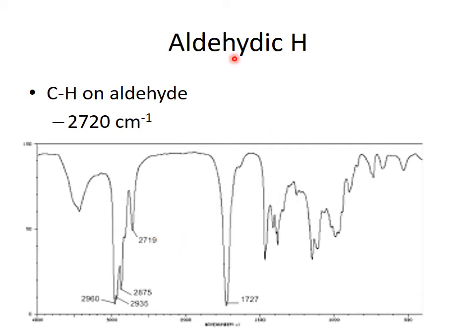Aldehydes have a special little peak because they have a hydrogen on the carbonyl. There's a special little peak for that carbon-hydrogen bond. Here is a carbonyl. Notice it's at 1727 centimeters to the minus 1. Notice how deep and intense it is, and it's not really sharp. It's a little bit broader than some of the other peaks. That's very typical for a carbonyl.